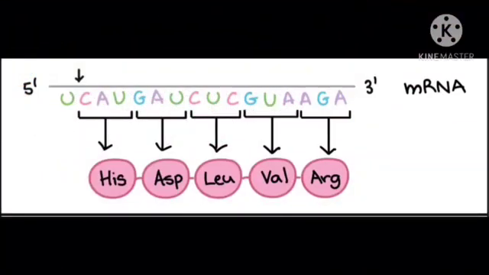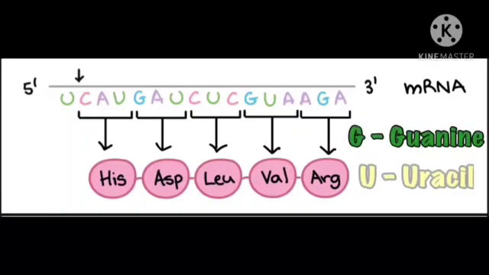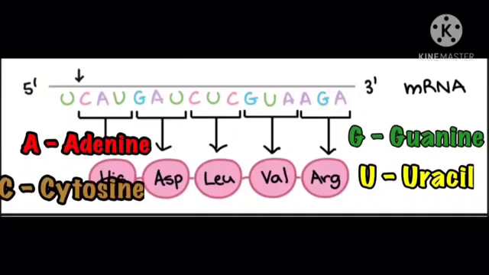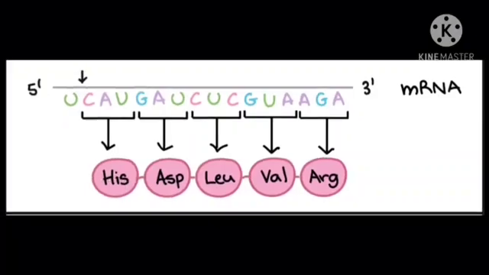Now, I will share with you about the bases in mRNA. The bases in mRNA are guanine, uracil, adenine, and cytosine. They are denoted by the letters G, U, A, and C.